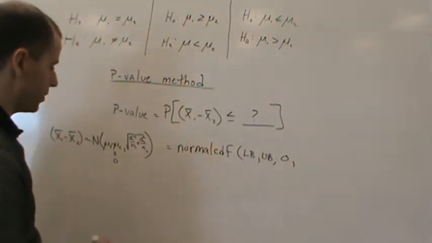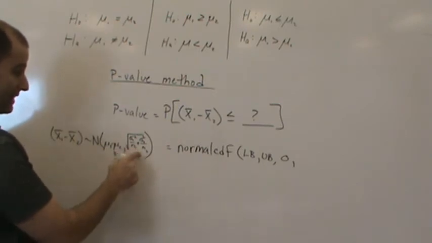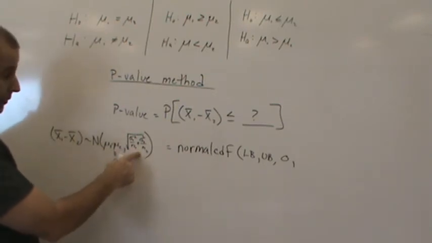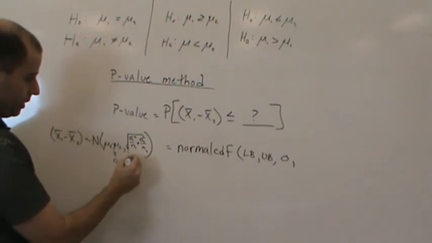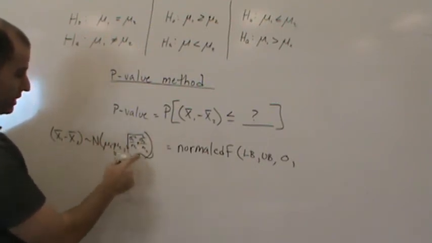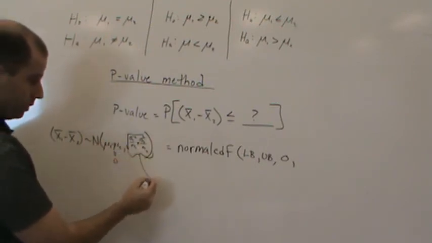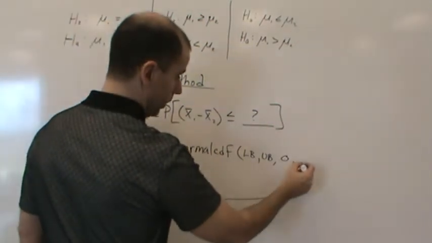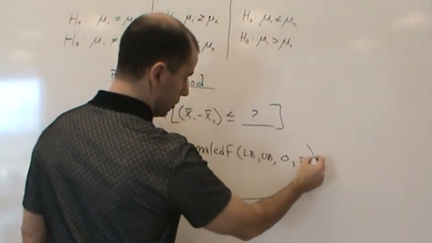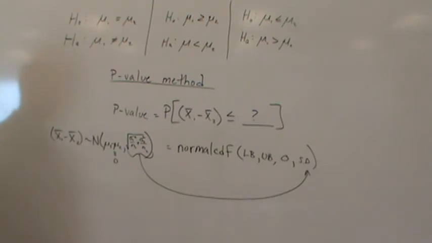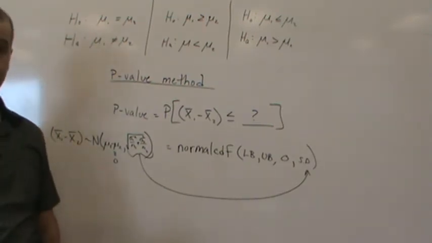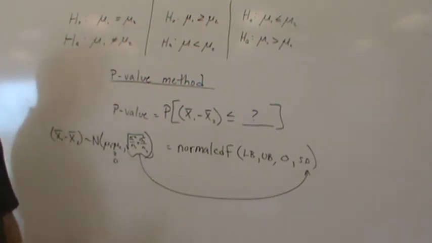Now, the standard deviation, remember, this is the standard deviation you have to put into the function. So you have to make sure that this is what you put in for standard deviation. Okay? So that's one way to get the p-value. Just make sure you do that.